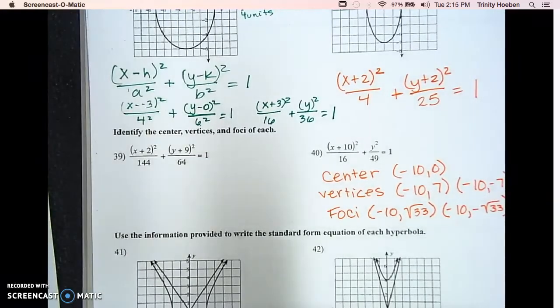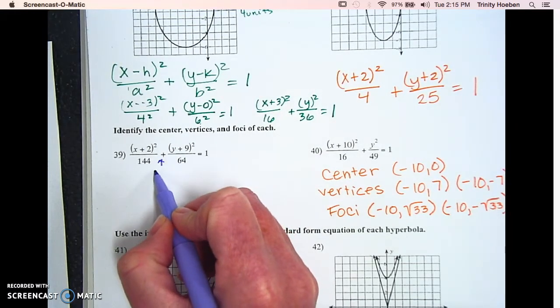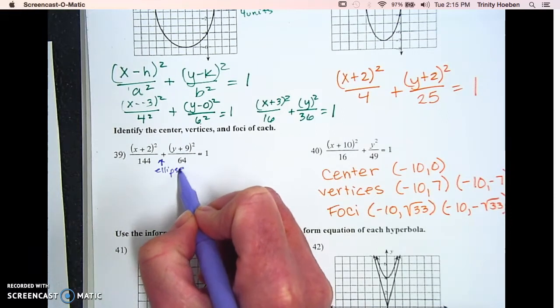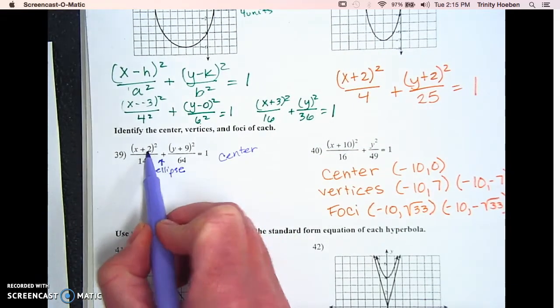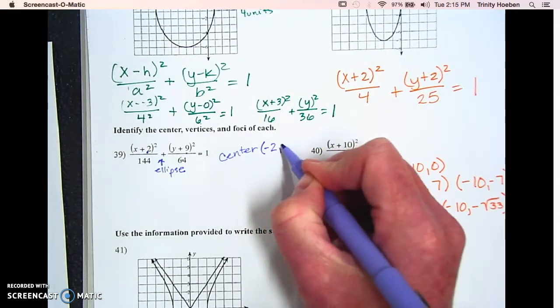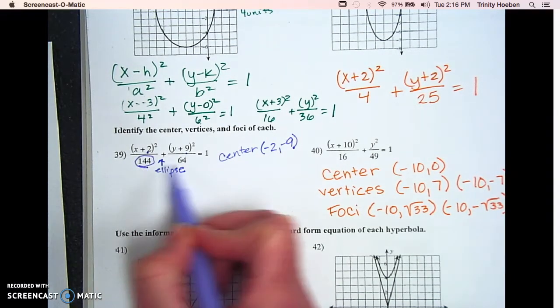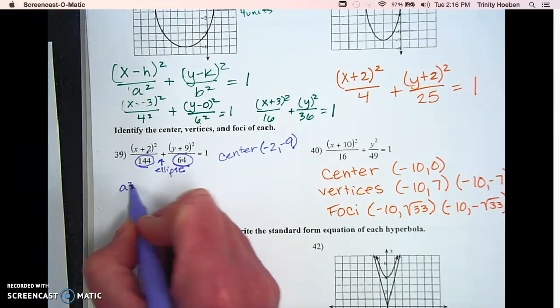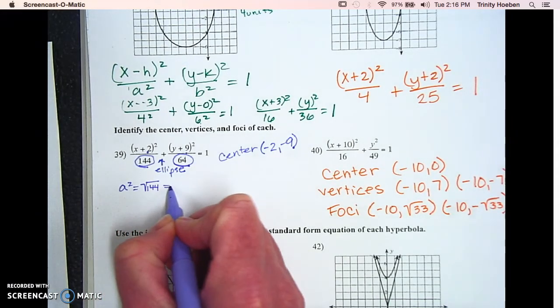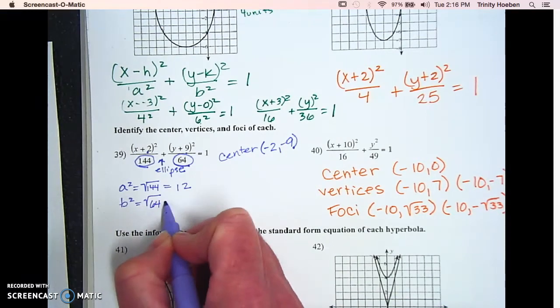Number 39 says to identify the center, vertices, and foci of each. Because we have a plus right here, that makes this an ellipse. So the center is going to be at the opposite of this number and the opposite of this number, which is -2, -9. And then to get the a and the b, we're going to use the 144 and the 64. So for a squared, we're going to take the square root of 144, which is 12. And then for b squared, we're going to take the square root of 64, which is 8.